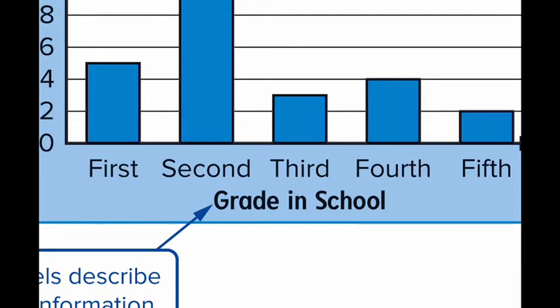So labeling is very important so you can know what we are talking about, what data you collected. If I'm talking about favorite food, I'm going to write favorite food instead of grade in school, and I'm going to write the food that I asked them. For example, pizza, ice cream, fruits, the food that you're going to ask in your survey.